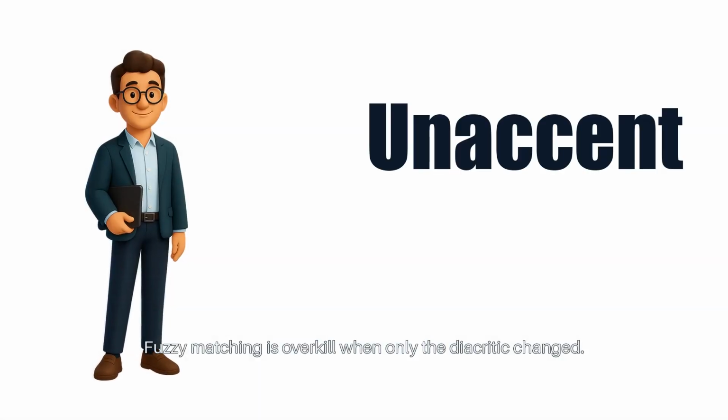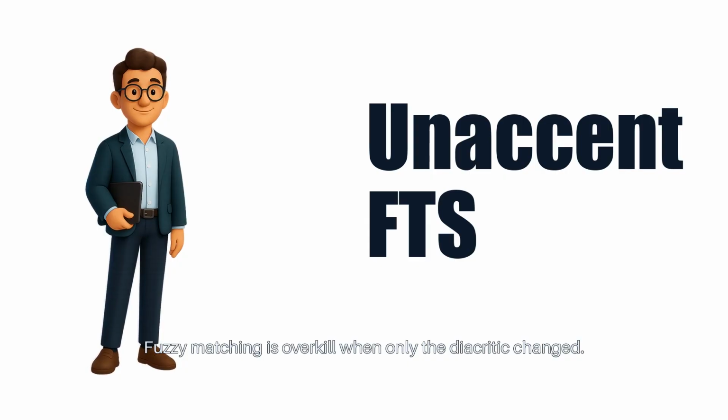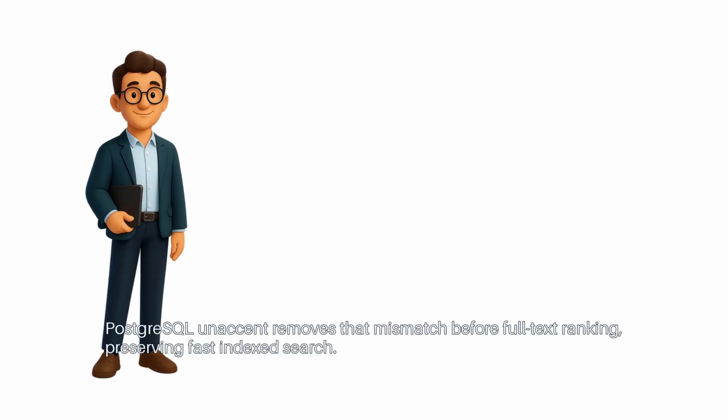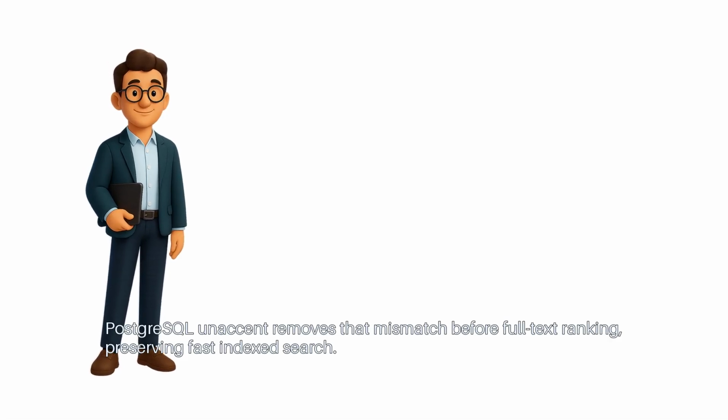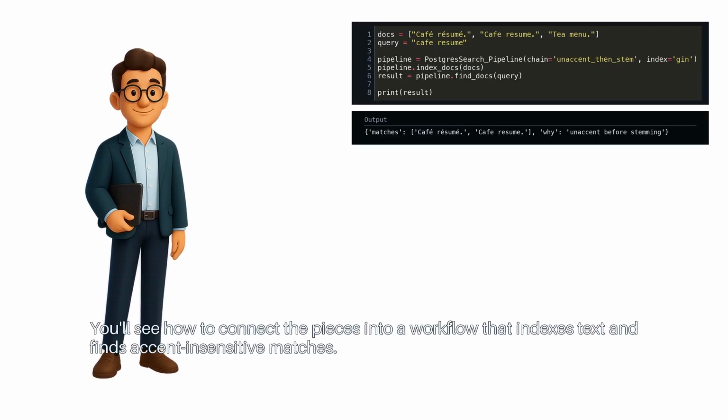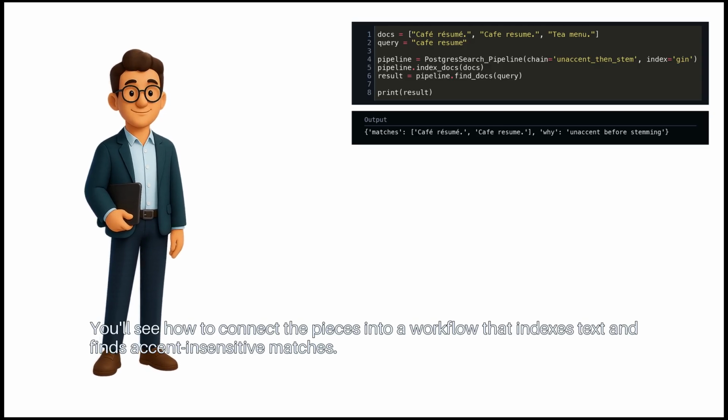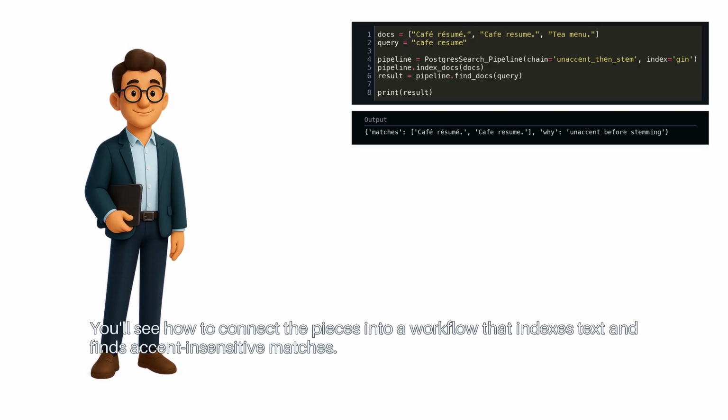Fuzzy matching is overkill when only the diacritic changed. PostgreSQL unaccent removes that mismatch before full-text ranking, preserving fast index search. You'll see how to connect the pieces into a workflow that indexes text and finds accent-insensitive matches.